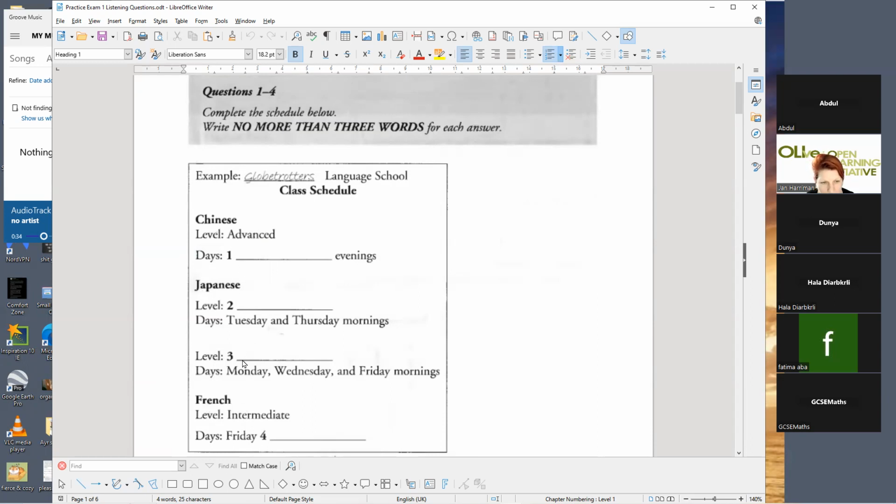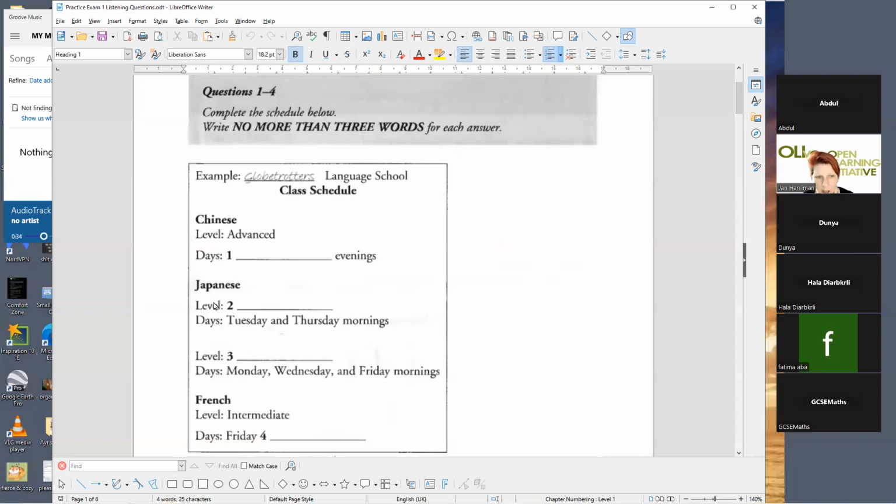Now, what are we going to be looking for? What information are we going to be listening for to answer question one? What is going to fill in this gap? If we look at the one below it, what do we see? So we look at Chinese. Yes, days. It's going to be days of the week.